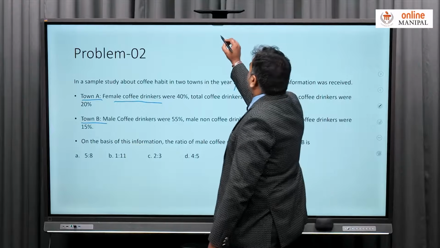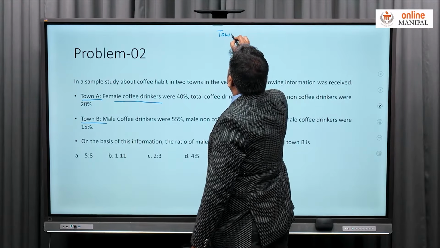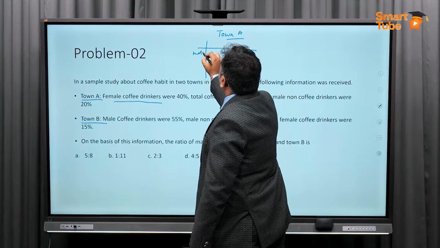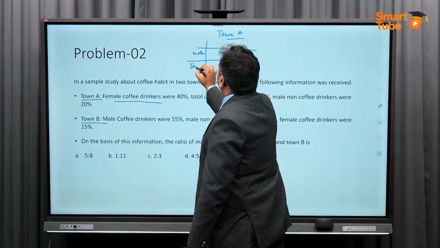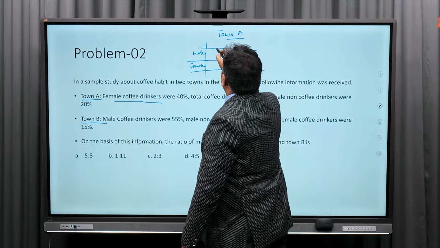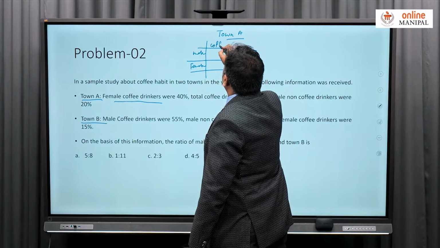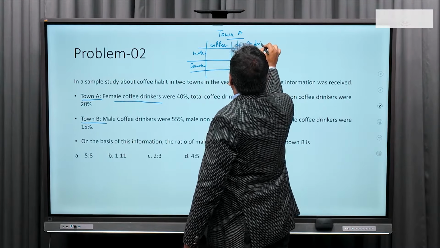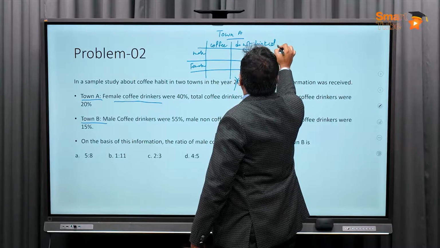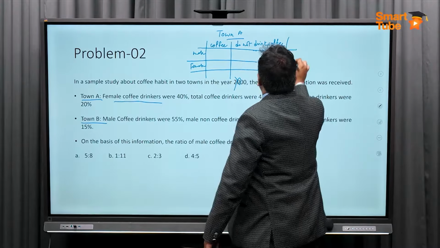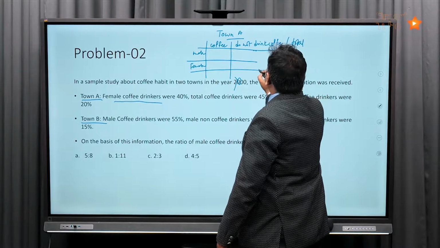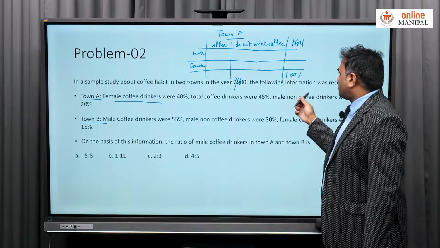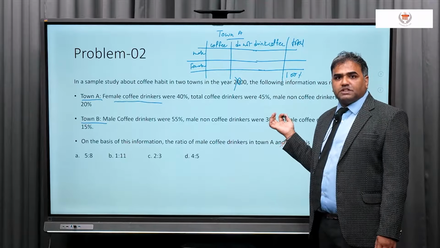So what I can do, if here I write town A, I can write here male, here I can write female. Then this is coffee drinker, who drink coffee, and who do not drink coffee, fine. Here I am writing total. Because the data is given in the form of percentage, I just wrote here 100%. I hope this much everyone is understanding.